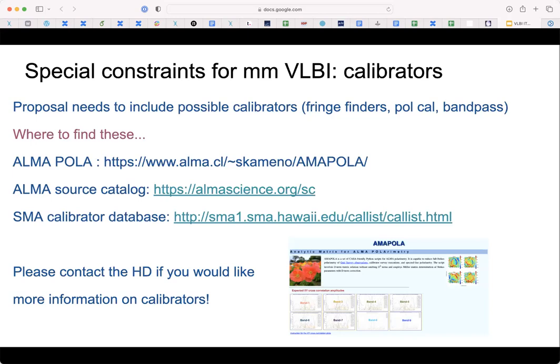There is a lot of resources online. I would like to first and foremost mention here ALMA. This shows what it looks like. If you click on that link, it has a lot of information on the polarization of all the calibrators, and it's really the first place to go to search for resources. It's kept up to date by Seiji Kameno, and yes, it's a first stop. There is also more information in the ALMA source catalog and in the SMA calibrator database. And finally, again, in doubt, contact us.